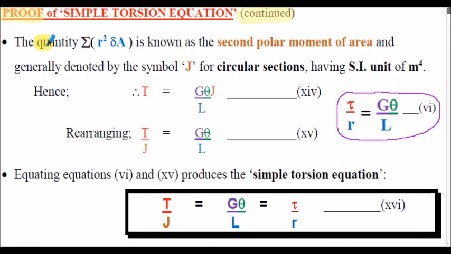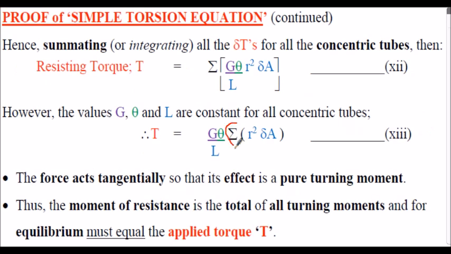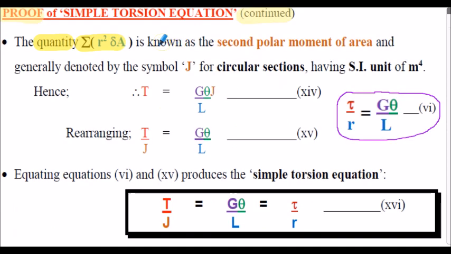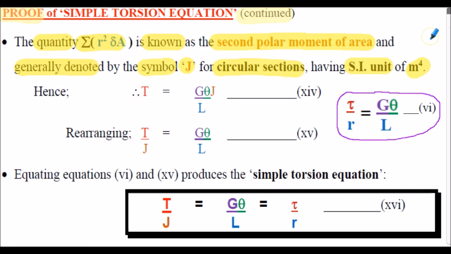Now the quantity summation of r squared delta A from our previous slide, this quantity here in equation 13, is given a name, and it's known as the second polar moment of area, generally denoted by symbol capital J for circular sections. And J has the SI unit of meters to the 4. Also, sometimes we use millimeters to the 4.